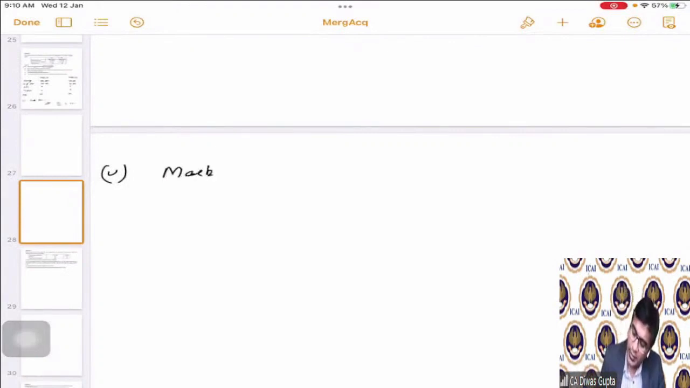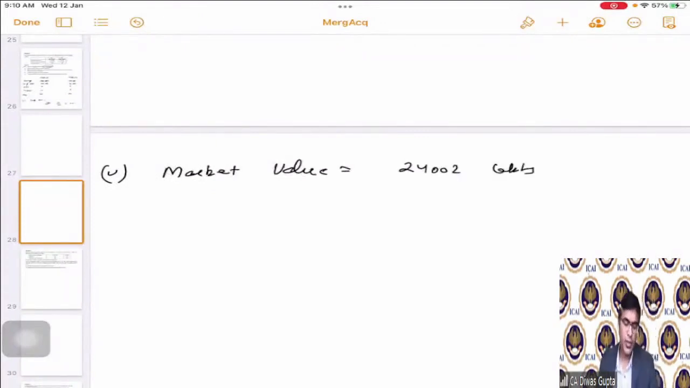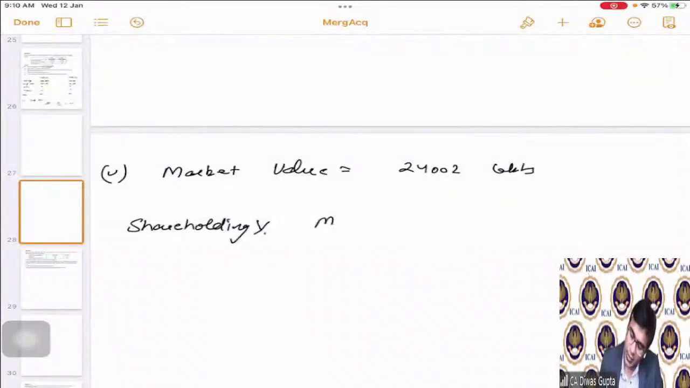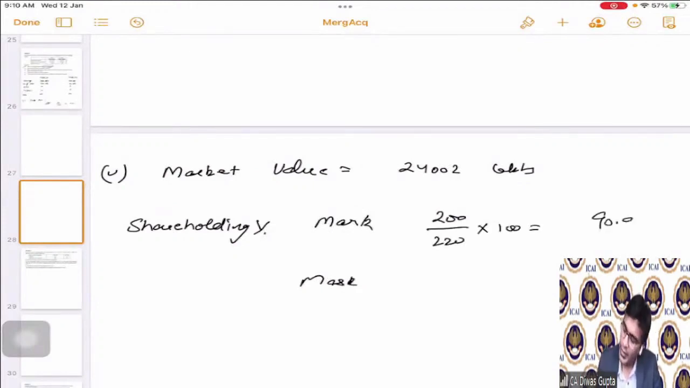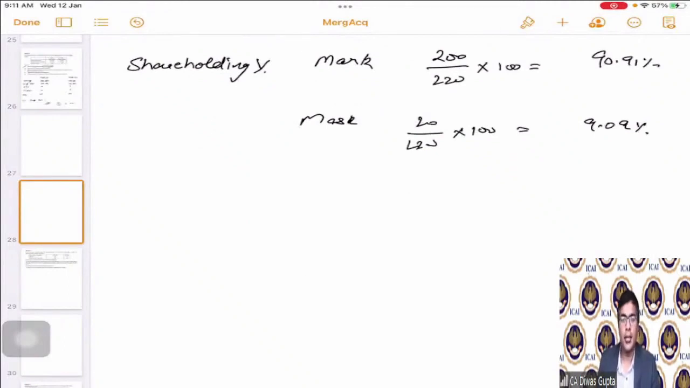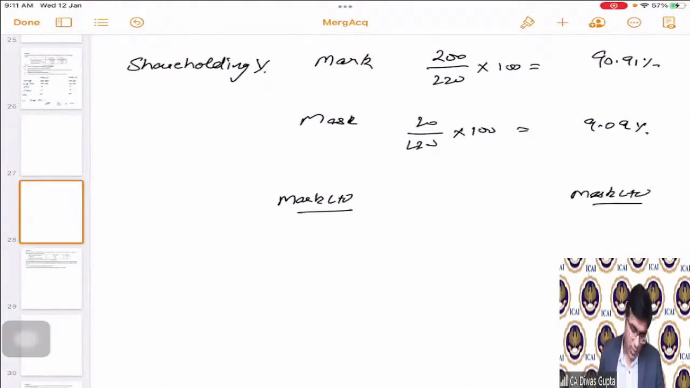Can we say that as per the fourth step, the market value is how much? 24,002 lakhs, correct? Now the shareholding percentage for Mark Limited and Mask Limited, can we calculate? Yes, we can calculate. This is 200 by 220 into 100, which is around 90.91 percent. This is 20 by 220 into 100, which is equal to 9.09 percent. Correct? These are the respective percentages. Now, in Mark Limited and Mask Limited, what is the value split basis the above shareholding percentage?